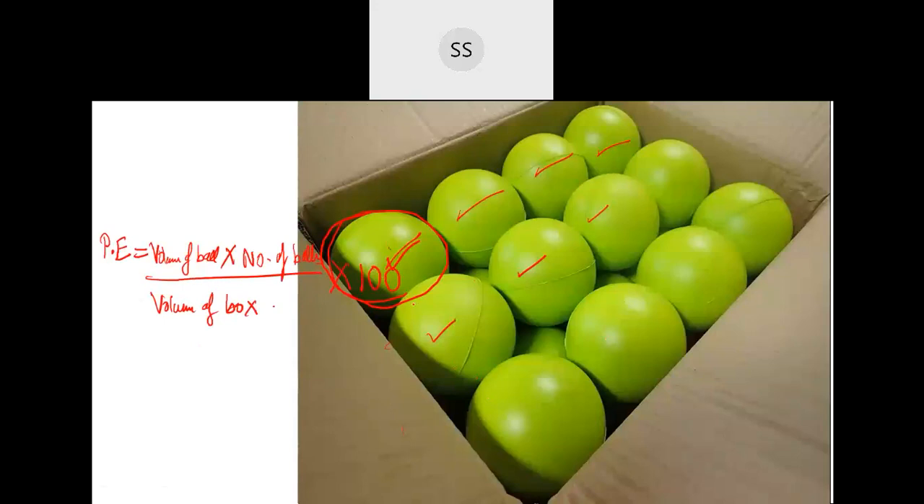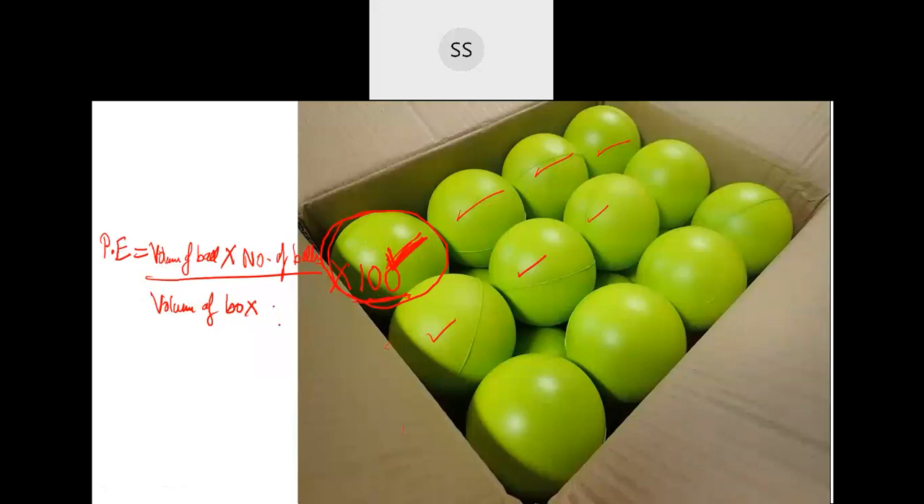Understood now how to calculate? If something is filled inside the box, you need to know the volume of those things. You should know the volume of that, and then you count how many of them are present, multiply with the number which is present, divide by the volume of that whole box. When you divide both of these, you will be able to understand how much volume is occupied and how much is wasted out of 100. That's the reason why we are multiplying out of 100. If you don't want to calculate out of 100, then you will get it out of 1.